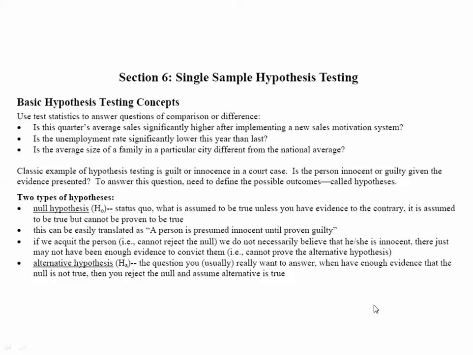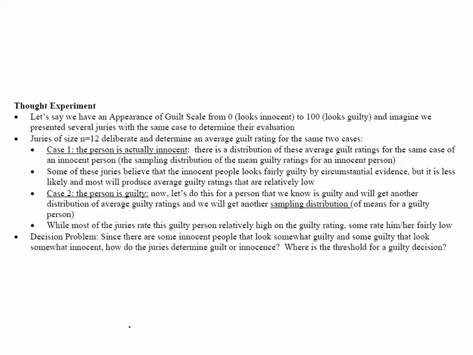So let's perform a little thought experiment. Let's say that we have an appearance of guilt on a scale from 0 to 100. So 0 meaning they look innocent and 100 meaning they look quite guilty. And imagine that we've presented this evidence to several juries with the same case to determine their evaluation. So the sample size is 12. That's the size of our jury.